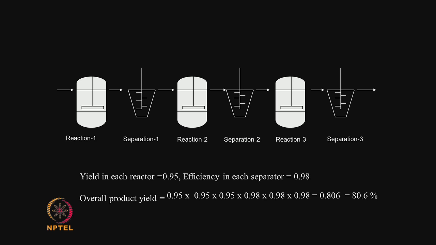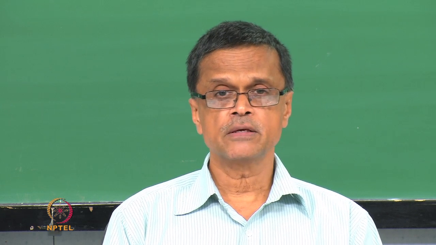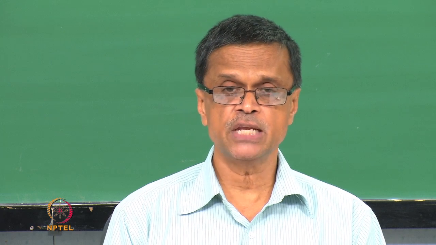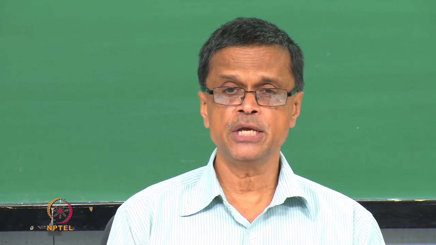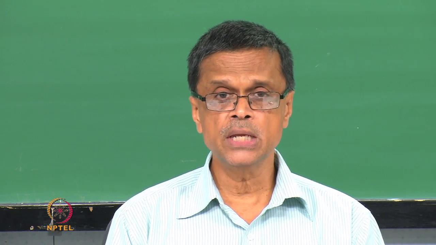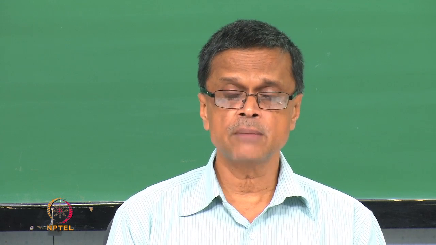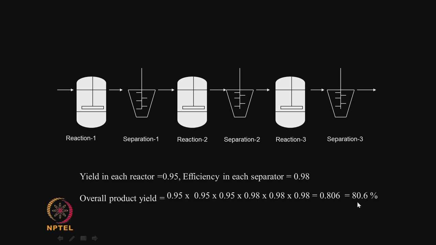So, what do these 3 examples show you? Although the efficiency of separation looks very high, we think 98% is a very large number, but when we have many downstream steps with the 98% yield, and when you multiply all of them to get the overall yield, our overall yield comes down quite a lot. As you can see in this particular example, the overall yield has come down to only 80%, that means 20% of our product is lost somewhere.